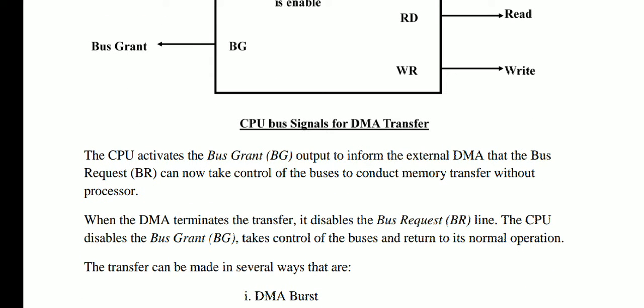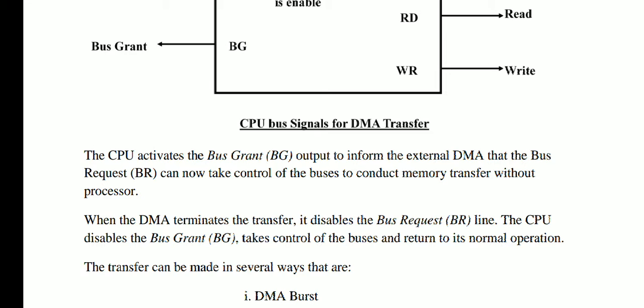The CPU activates the bus grant output to inform the external DMA that it can now take control of the buses to conduct memory transfer without processor intervention. When the DMA terminates the transfer, it disables the bus request line. The CPU then disables the bus grant, takes control of the bus, and returns to normal operations.